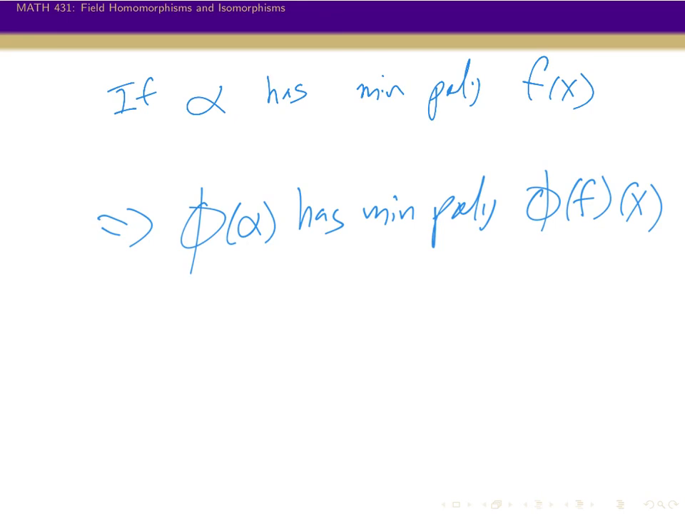Next we're going to be looking at automorphisms of fields. These are isomorphisms from the field to itself. And when we get into that, we'll think about properties that stem from it.